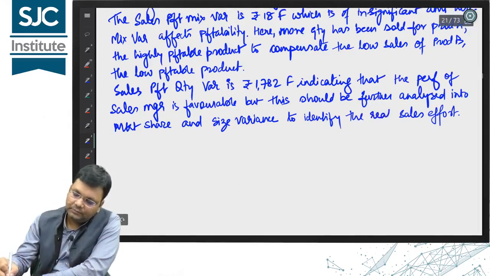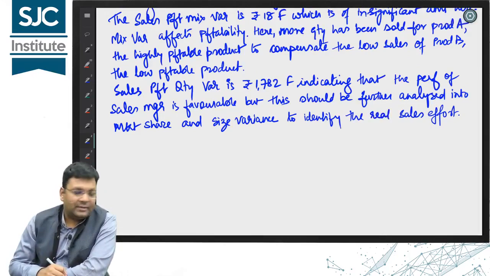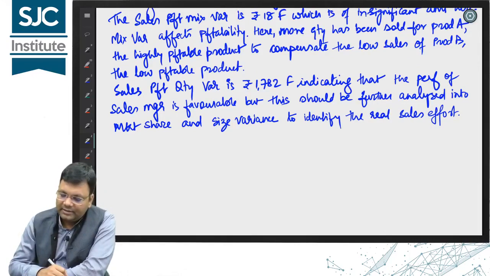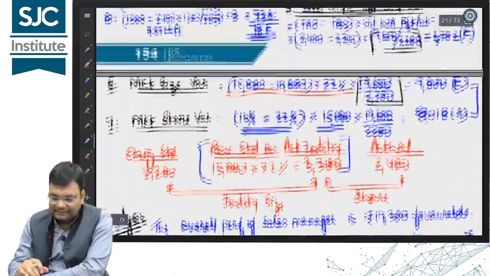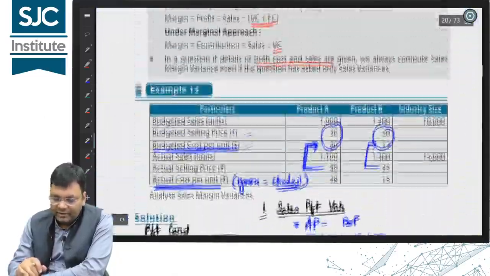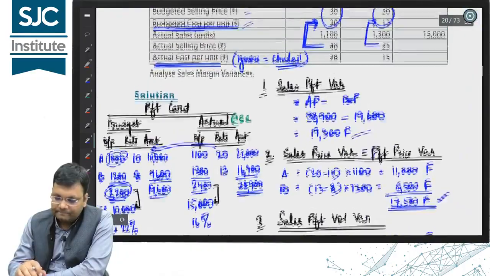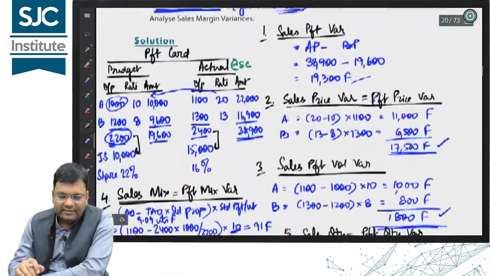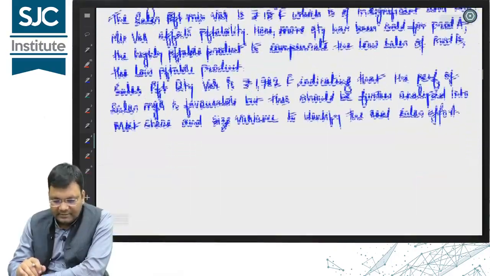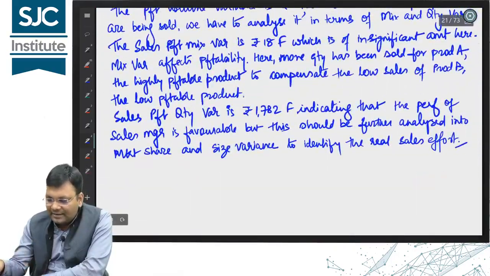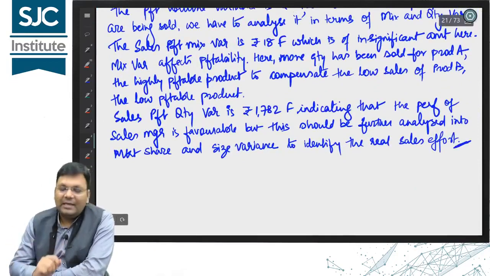All right. So point is how to write. Are you getting the logic? Say in question, it may happen that they have not given industry size and share. So you will calculate up to quantity variance. But still you will write this line comment that it should be further analyzed into this and this. Since you have the value of size and share, you can now comment.